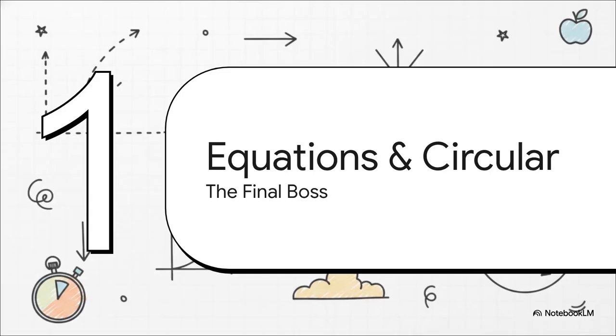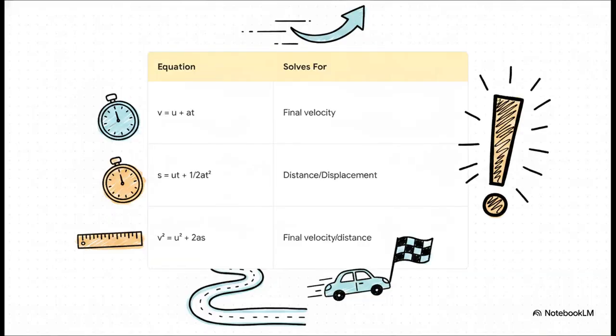And here we are, Section 5, Equations and Circular Motion, the final boss. We've reached what is arguably the trickiest conceptual hurdle in the chapter, the kinematic equations. Take a mental screenshot of this slide. For motion in a straight line with constant acceleration, these 3 equations are your absolute ultimate toolkit for solving almost any motion numerical. The key to exams is simply knowing which one to pick.